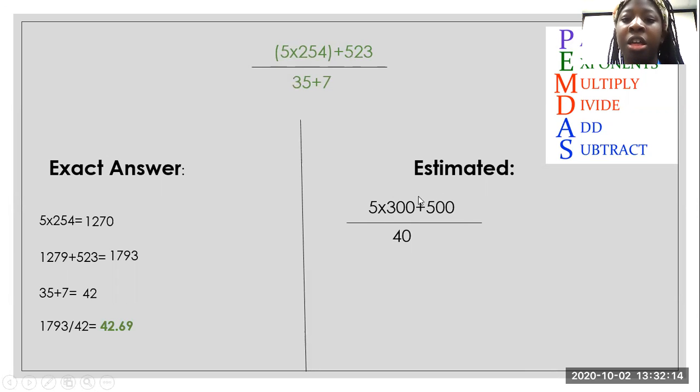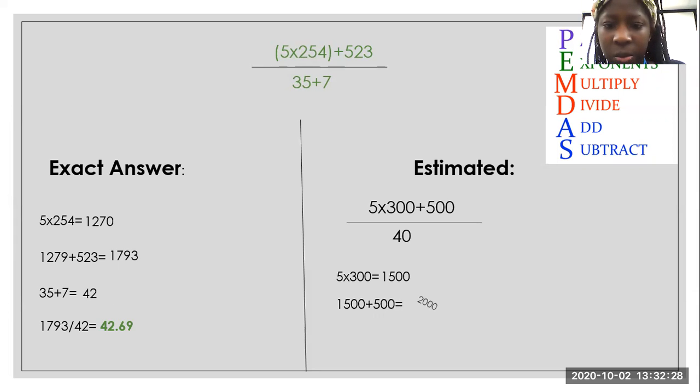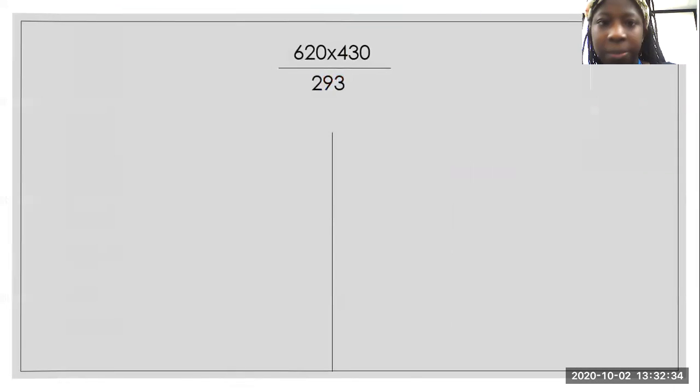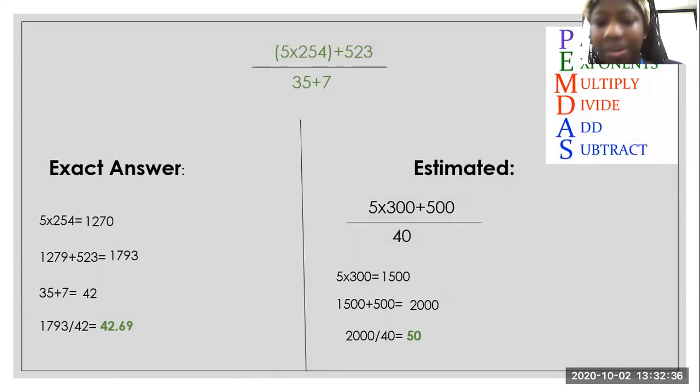Now again, you just do the parentheses first, which will give us 1,500. And then we have to add that by 500, which will give us 2,000. Now we divide 2,000 by 40, which will give us 50.